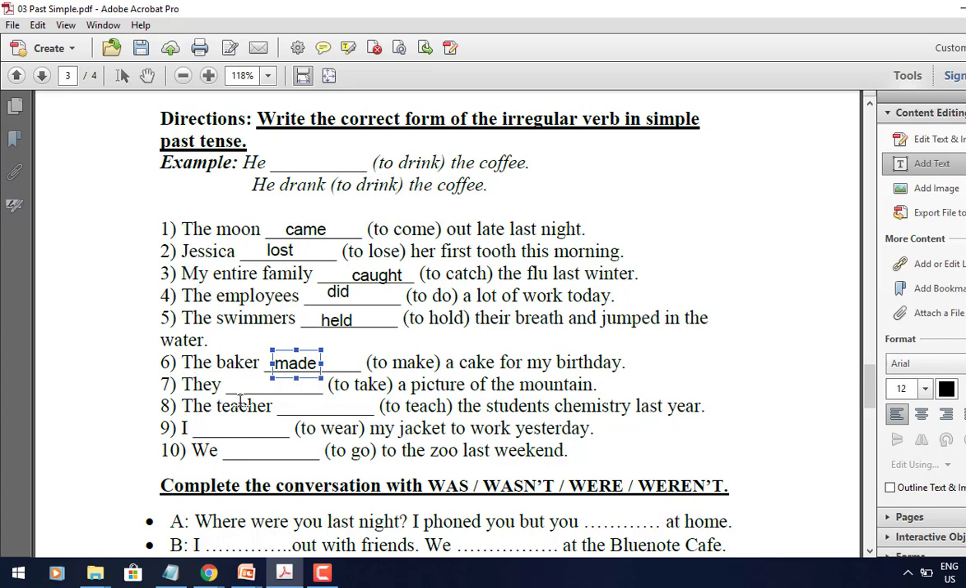Number 7. They to take a picture of the mountain. So I know that take is an irregular verb. The irregular verb has the past form took. They took a picture of the mountain. Number 8. The teacher to teach the students chemistry last year. Here I know that teach is an irregular verb that has the past form taught. The teacher taught the students chemistry last year.